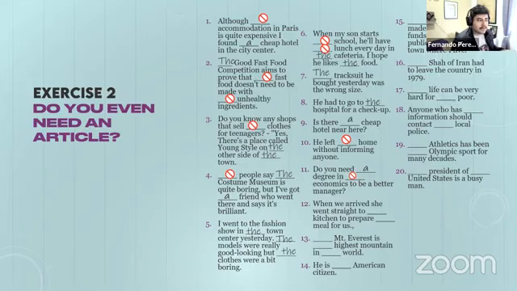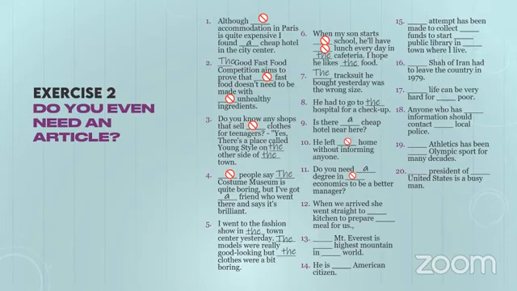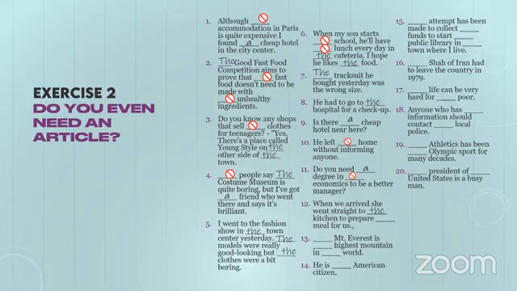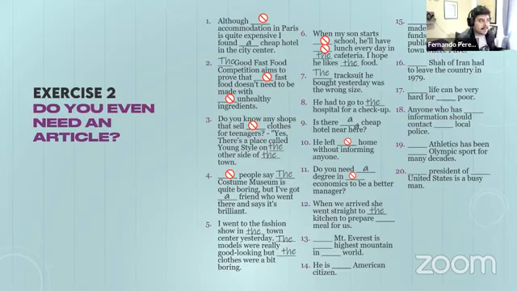Next one, number 12. Alex. When we arrived, she went straight to the kitchen to prepare meal for us. That is incorrect. The first one is correct, the kitchen. But to prepare meal, how many meal? To prepare a meal for us. Exactly, because meals are countable. So we need a.